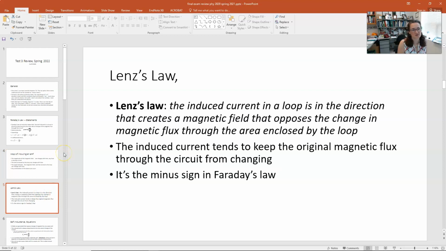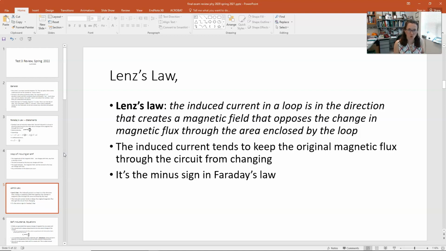Now remember that the minus sign in Faraday's law is also known as Lenz's law. And Lenz's law says that the induced current in a loop is in the direction that creates a magnetic field that opposes the change in the magnetic flux through the area enclosed by that loop. So in other words, the induced current from the electromotive force tends to keep the original magnetic flux through the circuit from changing. So it's that minus sign.